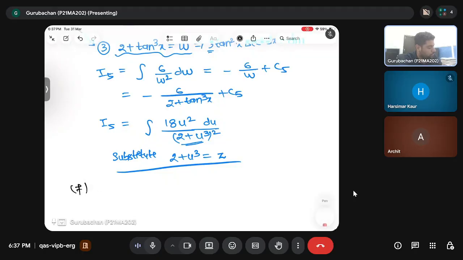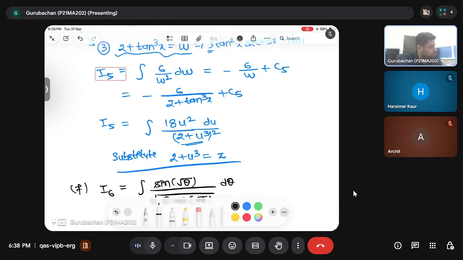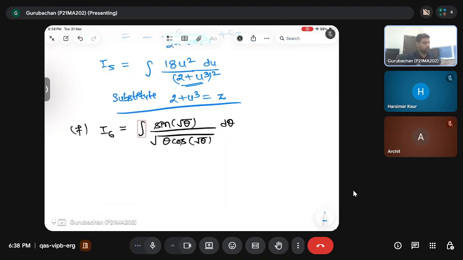So this is I6. Integration of sine under root theta divided by under root theta cos under root theta. I hope this is not that much difficult as much as it is looking. So quickly guess your substitution.